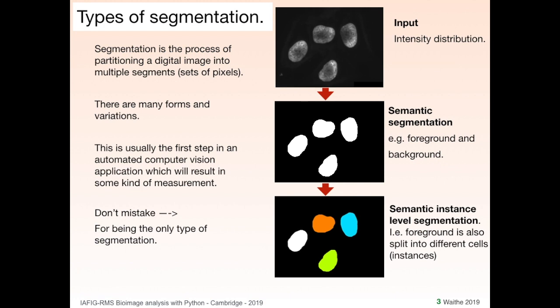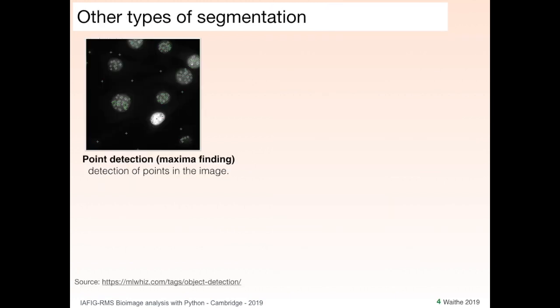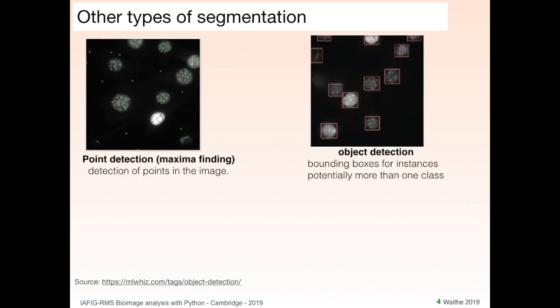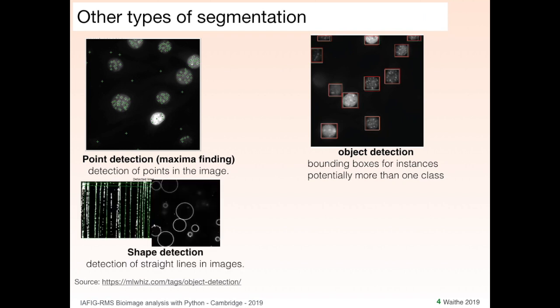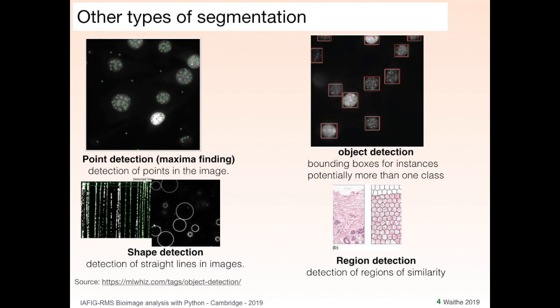So, for example, this would also be included in segmentation. What we're doing here is we're segmenting out the maxima. We're finding the bright points, the punctate foci in these images. This is also segmentation. Also, what my research focuses on a lot at the moment is learning bounding boxes for cells. This is also segmentation, object detection. And then we have things like finding lines in an image or circles in an image, shape detection. So this is also segmentation. And finally here we've got region detection, where we try and group regions based on their visual or spatial similarity.